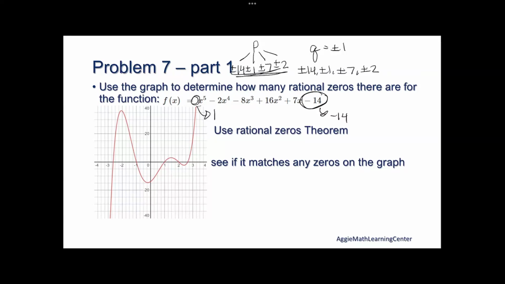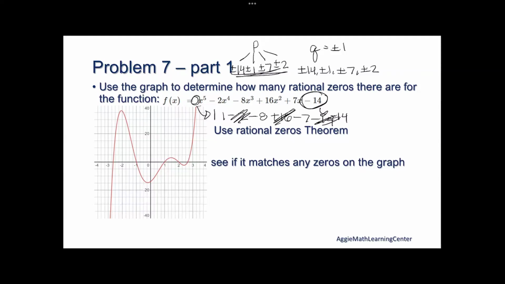Okay, so now we just want to go about plugging it in. I usually like to start with the lowest positive one, so we have positive 1 right here. So we have 1 minus 2 minus 8 plus 16 minus 7 minus 14. Well, that 16 gets rid of 14 and 2. And then we have 1 minus 8 minus 7, which is very clearly negative and not 0. So it's not 1. Okay, let's try negative 1.